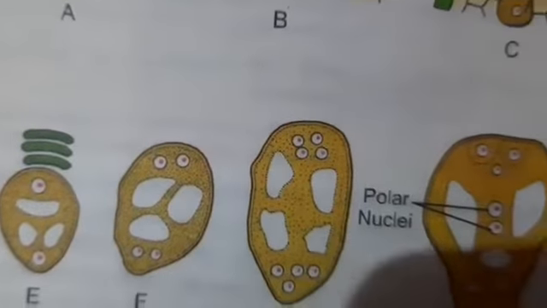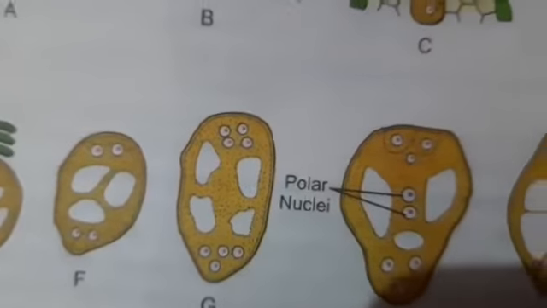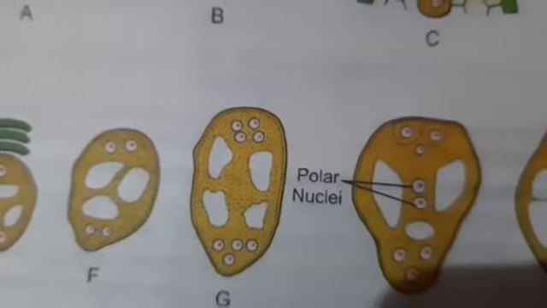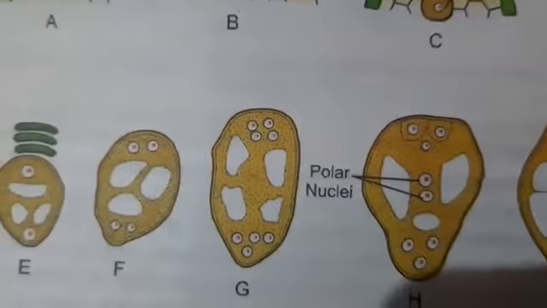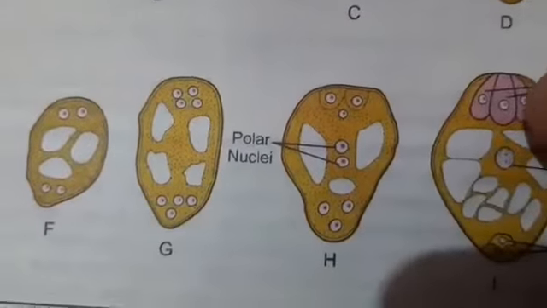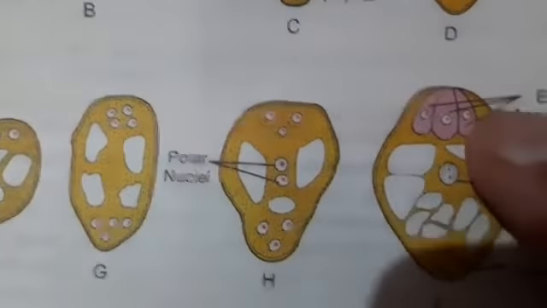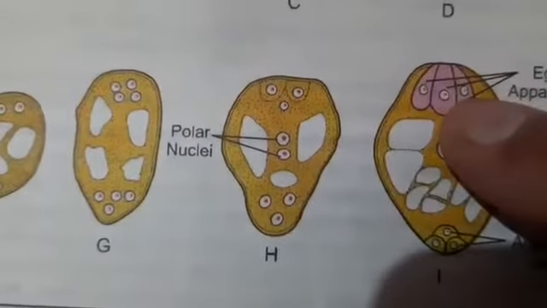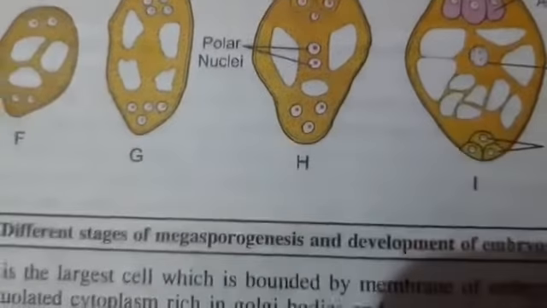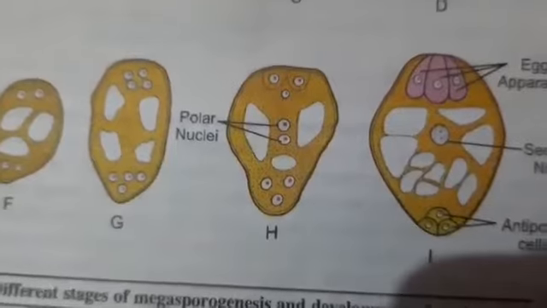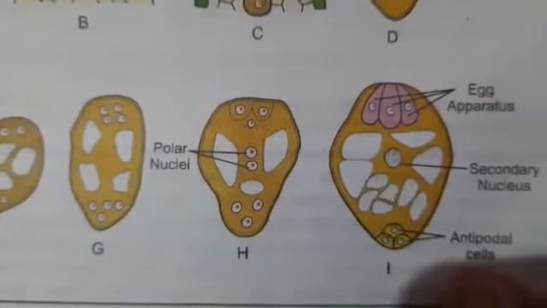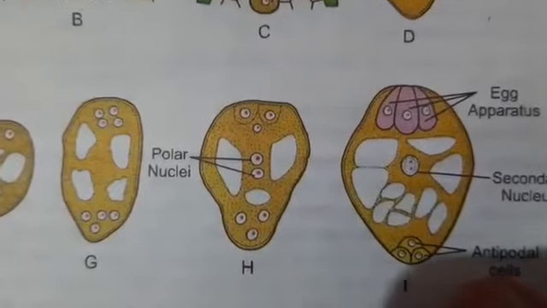How is this cell wall formed? Three of the nuclei will form the wall towards the micropylar end and will form the egg apparatus, whereas towards the chalazal end the wall will be formed and the three antipodals will be formed.